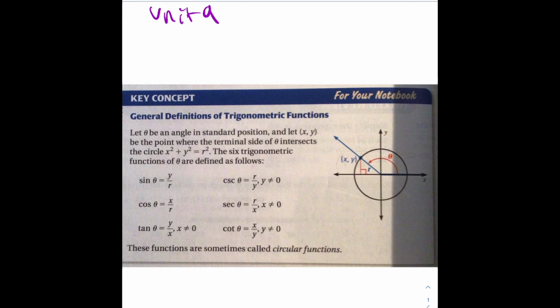All right, here we go. Unit 9, Lesson 3. We are going to be evaluating trig functions of any angle. So you'll be able to do that.